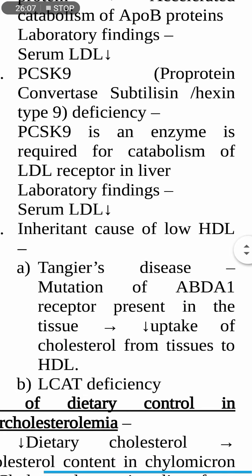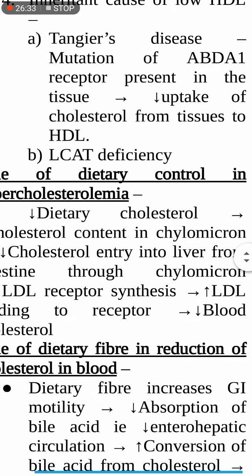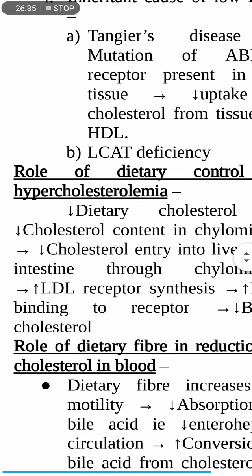Next is inherited cause of low LDL and HDL. The disease is called Tangier disease or LCAT deficiency. Tangier disease means mutation of the ABCA1 receptor present in the tissue. So there is decreased uptake of cholesterol from the tissue to the HDL. Next is disorder of lipoprotein metabolism.